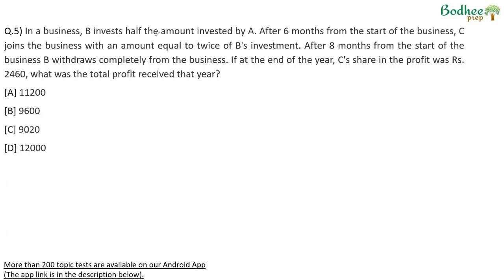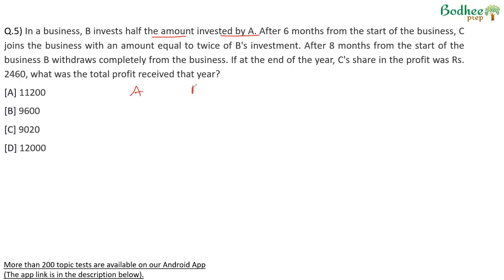In a business, B invests half the amount invested by A. After 6 months from the start of this business, C joins the business with an amount equal to twice of B's investment. After 8 months from the start of the business, B withdraws completely from the business. If at the end of the year C's share is 2460.